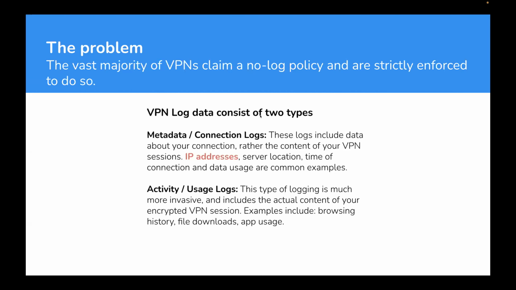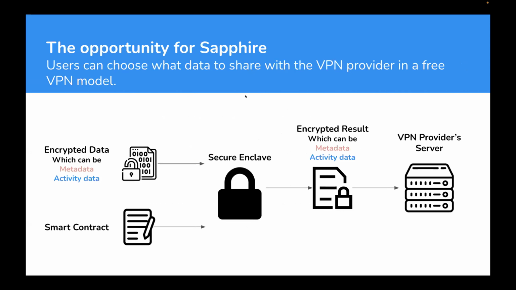So, why not use Sapphire to actually make VPNs as private as possible, right? When you're sending that data, why not have the keys to that data? So in that way, your metadata and your activity data would be encrypted. So even though maybe your VPN would, it would act like an additional layer, so that your data wouldn't be used by the VPN for monetization purposes.